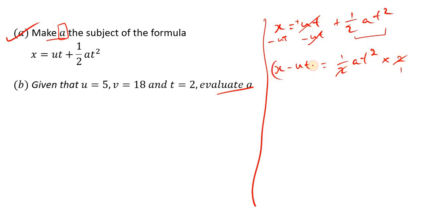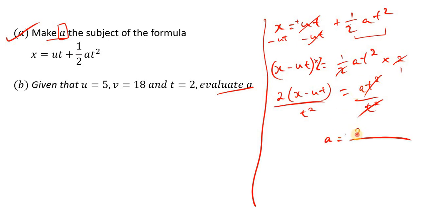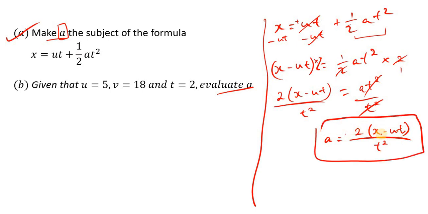We multiply this side as well by what? By 2 as well, right? And so 2 times this quantity, I'm going to just leave it as 2 open bracket x minus ut close bracket. And then on this side I'm left with what? A t squared. Now t squared as a quantity is connected to a by multiplication, so remove it by division. Do that to both sides. So t squared cancels t squared, and we're left with what? A, and we write it on the left hand side right away, equals 2 open bracket x minus ut close bracket, over t squared. And no, we don't need to get the t's together.